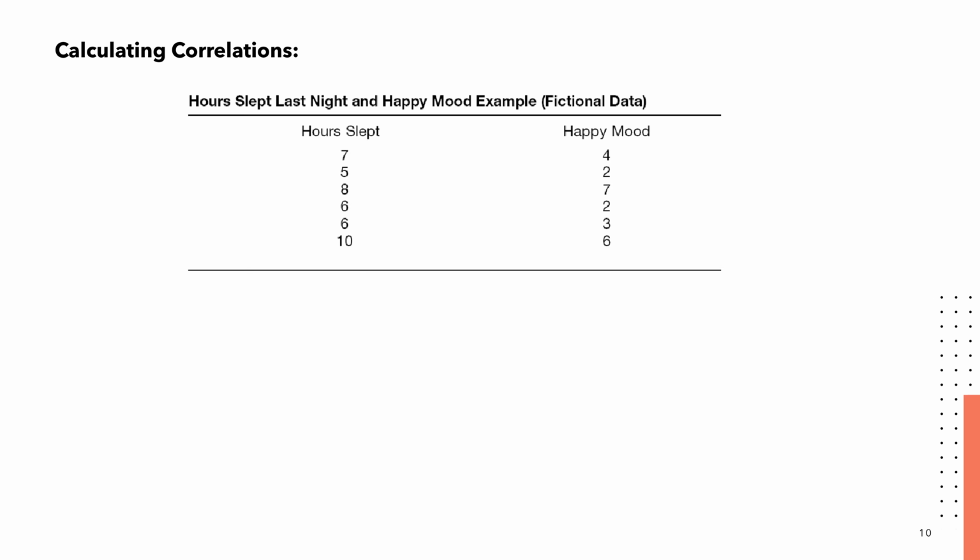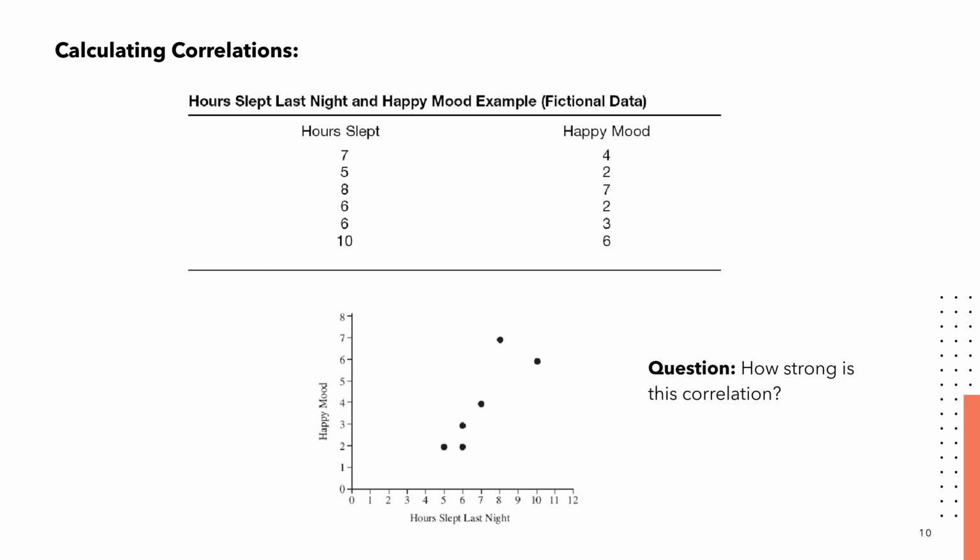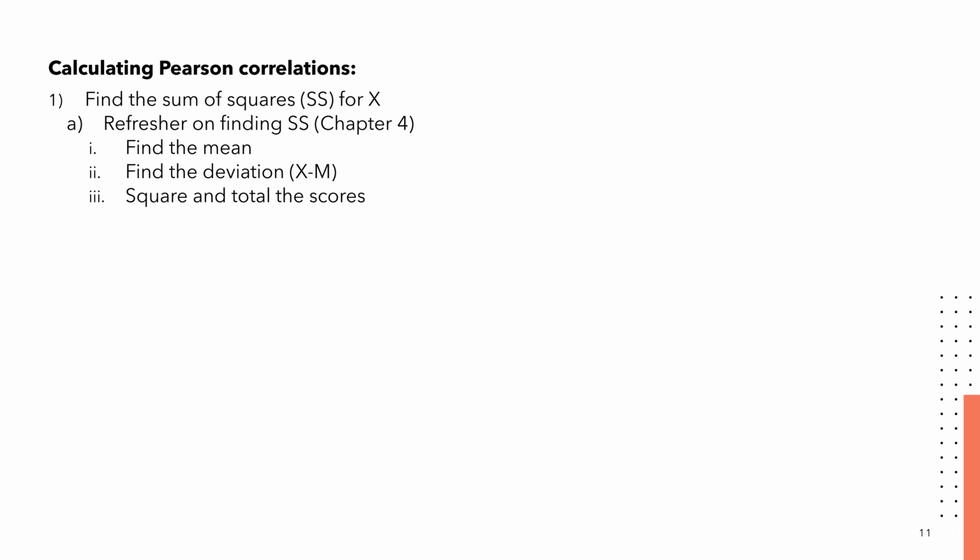We'll use this example from the textbook, examining hours slept last night and happy mood measured on a scale of 0 to 10. If we were to create a scatter plot of this data, this is what it would look like. It has a general positive trend. But the question is, how strong is this correlation? We'll solve this by running a Pearson correlation, which is one of the most common types of correlations. There are other correlations out there, but we'll stick with Pearson for this class.